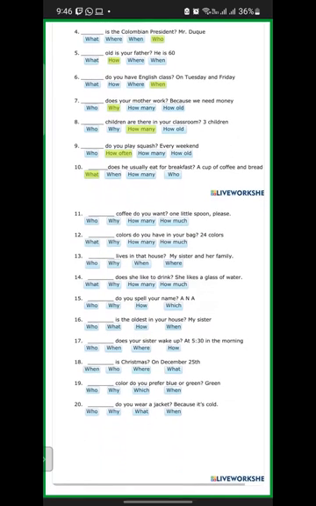La número 11. Coffee. Coffee, do you want? One. En pequeñas, por favor. Ese desayuno, breakfast, desayuno. Coffee. ¿Cuántos cafés?